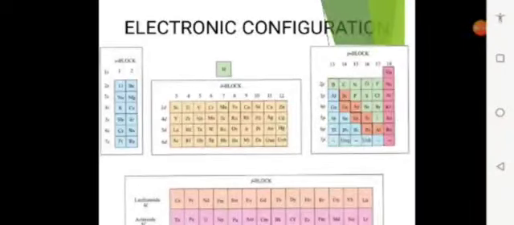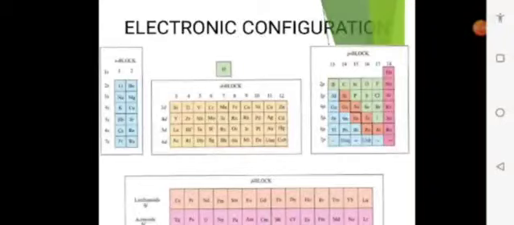So the first group: Li, Na for sodium, K for potassium, rubidium, cesium and francium. And the second group: this is the S block.